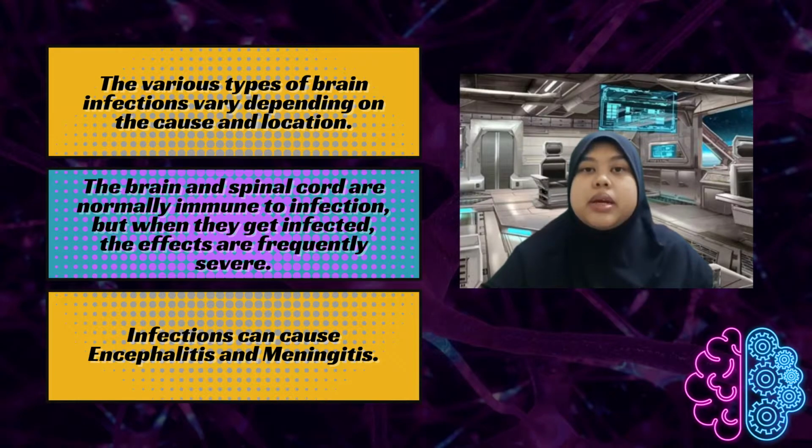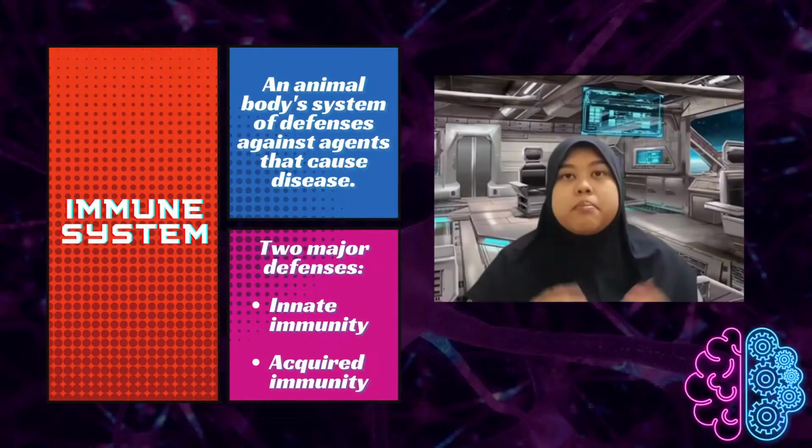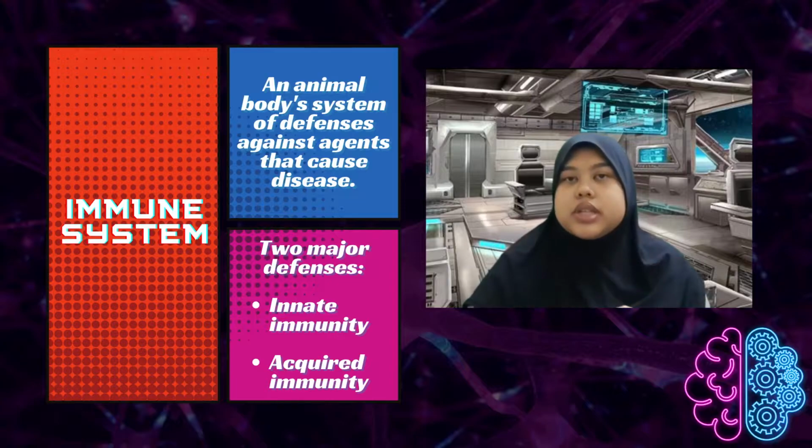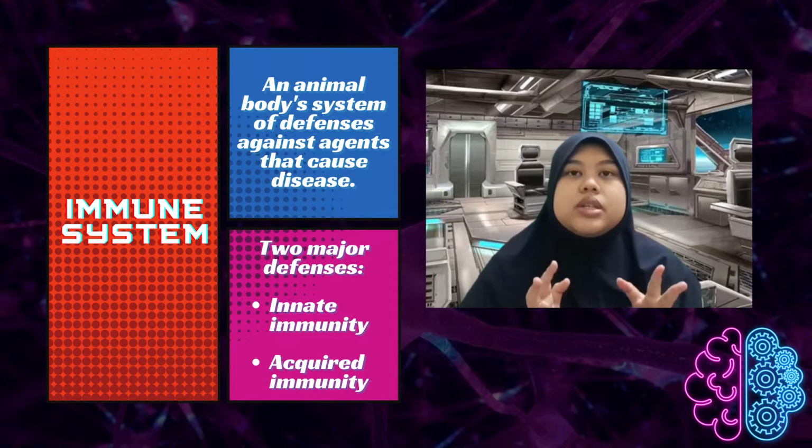It's clear here that meningitis is a term used to describe a disease that mostly affects the meninges, whereas encephalitis is used to describe an infection that primarily affects the brain. Based on the two infections that have been described previously, this can be attributed to the immune system in the human body. The immune system can be defined as an animal body system of defense against agents that cause disease. But an immune system must identify and distinguish a wide range of agents known as pathogens, ranging from viruses to parasitic worms, to function effectively.